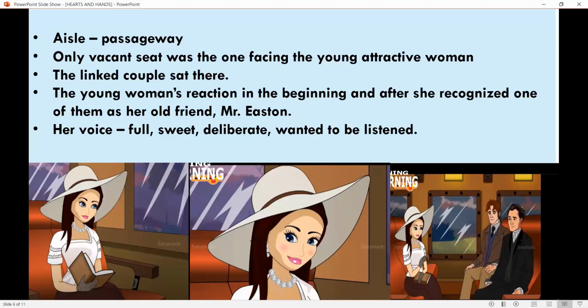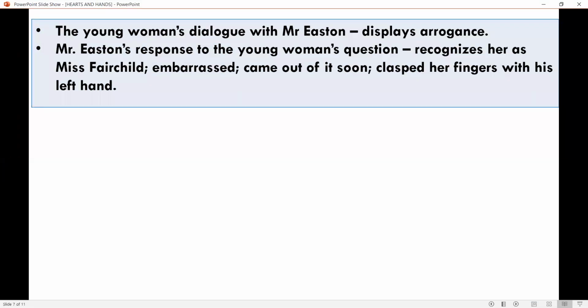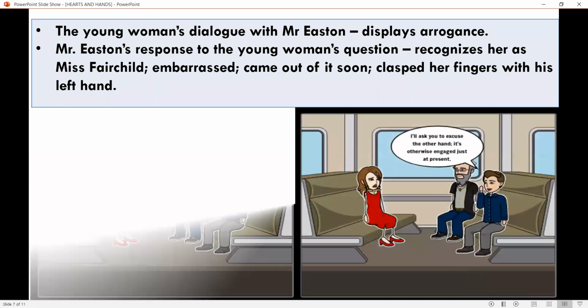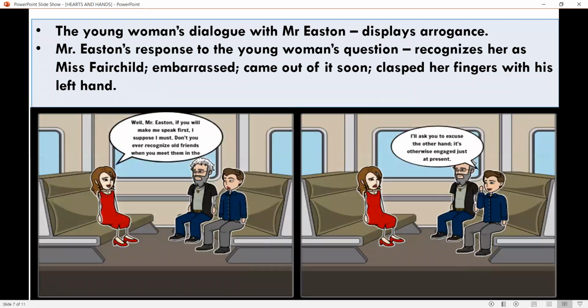Now, what was the reaction of the younger man, the handsome young man? The younger man roused himself sharply at the sound of her voice, seemed to struggle with a slight embarrassment which he threw off instantly, and then clasped her fingers with his left hand.